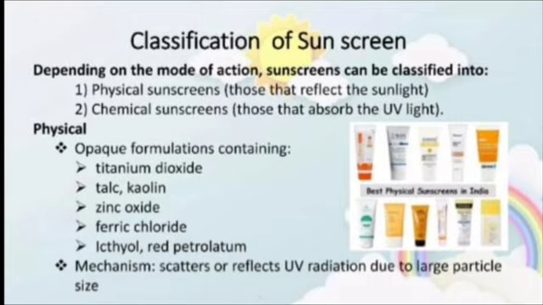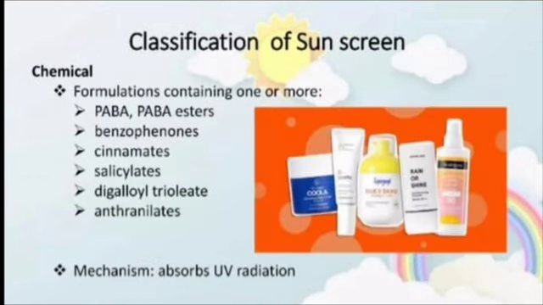Examples for physical sunscreen: titanium dioxide, talc, kaolin, zinc oxide, ferric chloride are some of the examples of physical sunscreen. Chemical sunscreen. The mode of action of chemical sunscreen is that it will absorb the UV radiation and protect the skin from the sun's UV radiation.